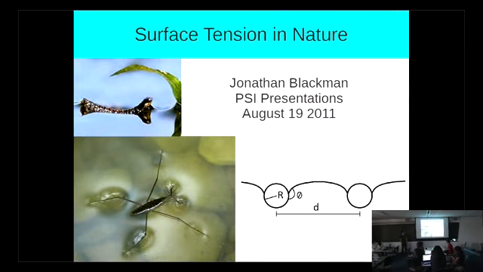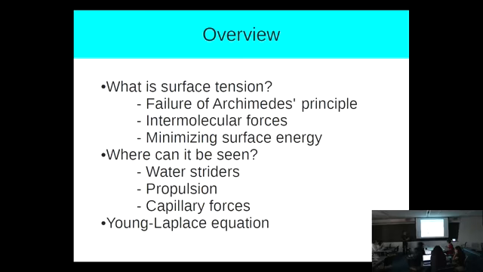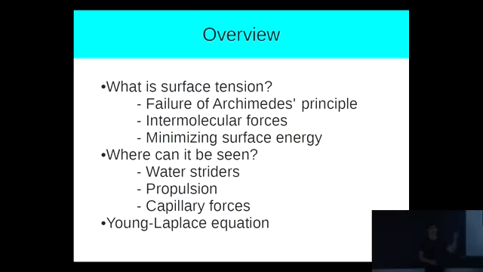I'm going to be talking about surface tension and where we can find it in nature. First I'll discuss where surface tension comes from and the physics behind it, and then I'll go through some examples of where we can see the effects of surface tension in nature, such as water striders, which I've managed to find on the lake. I couldn't get any good pictures of them, so I'll just be using pictures I found on the internet. And finally, I'll go through some of the equations that govern surface tension.